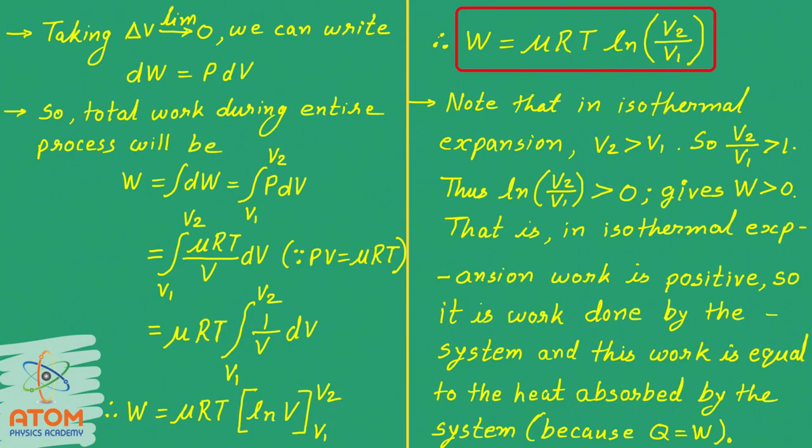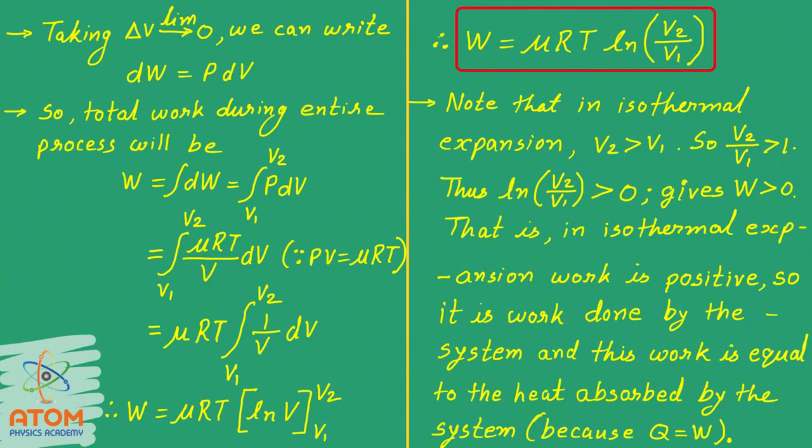Okay. So now you have to put the upper limit and lower limit, so it will become ln of V2 minus ln of V1. But ln of V2 minus ln of V1 can be written as ln of V2 upon V1. So finally the work equation in isothermal process becomes W is equal to mu RT ln of V2 upon V1. Now there is an interesting discussion we can do from this equation.